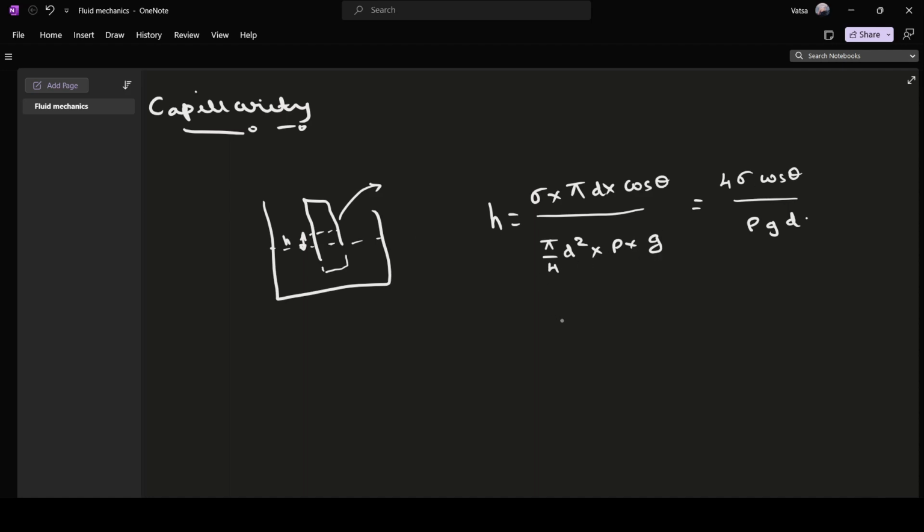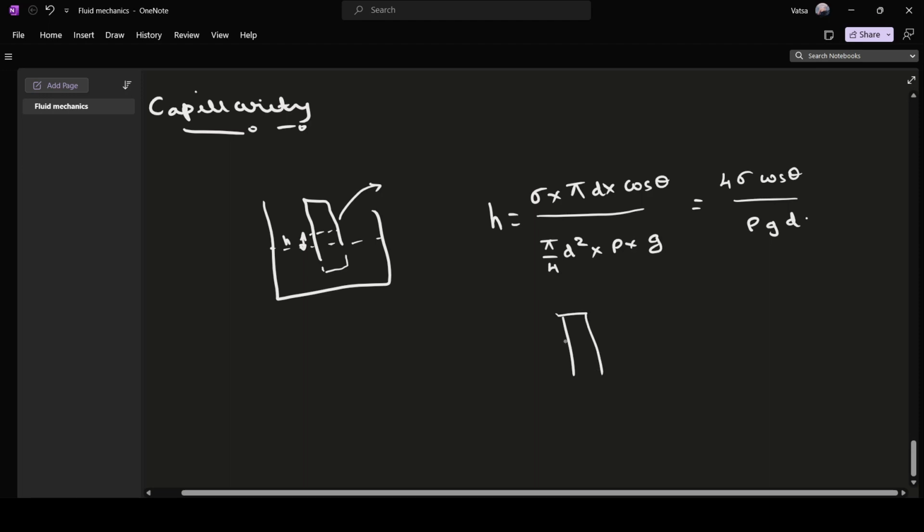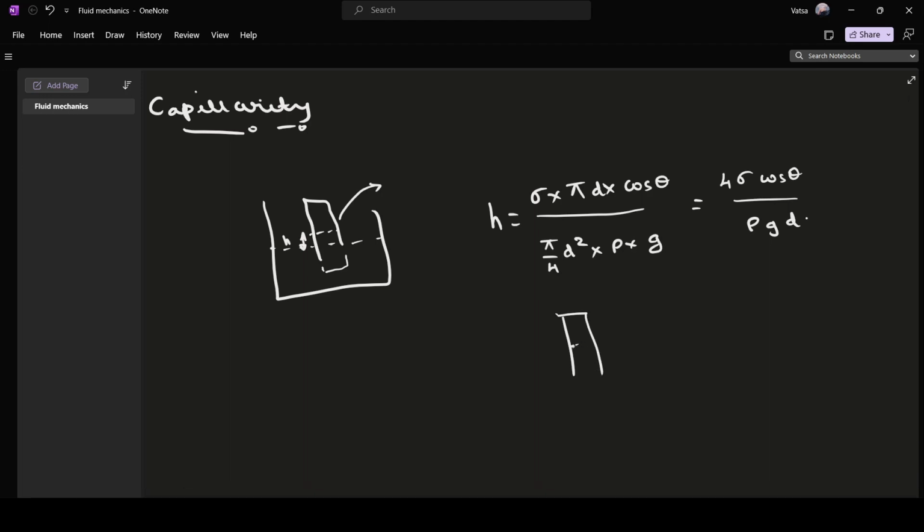When the water is rising in this tube, it won't be straight like this. It could be straight if it is a liquid. It could also be like this. You are getting my point, right? So this is the angle of contact. That's what I mean by theta. So height is equal to 4 psi cos theta divided by rho g d. Hope you got this. This is quite an important formula.